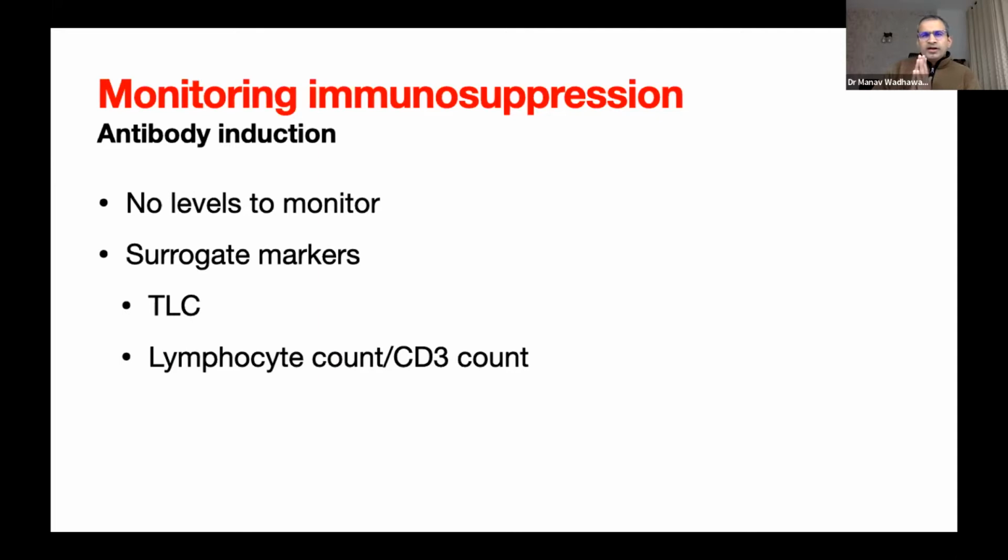If you want to monitor antibody induction, there are no levels to monitor here. Once you give a specific antibody, the target engagement is within 12 hours, so by the end of 12 hours, the drug levels in the blood will be 0. So you have surrogate markers. The surrogate markers to measure immunosuppression in these patients are TLC, lymphocyte counts, and specifically CD3 counts, which is used for ATG. So that's how you can surrogate measure immunosuppression, but you cannot measure levels in antibody induction.